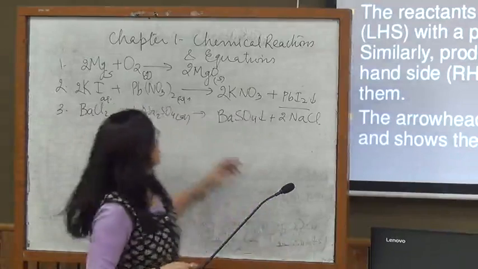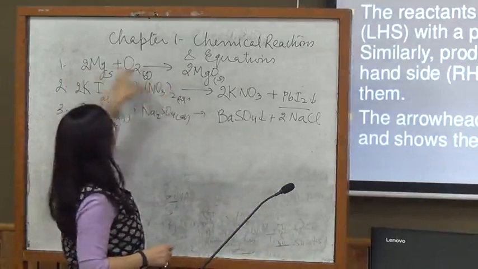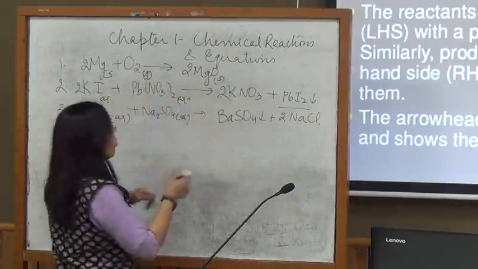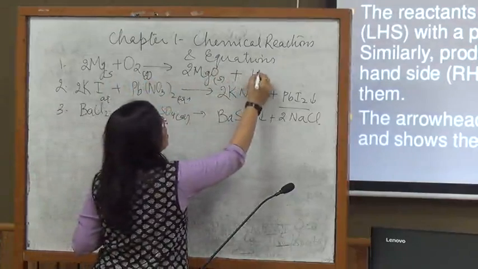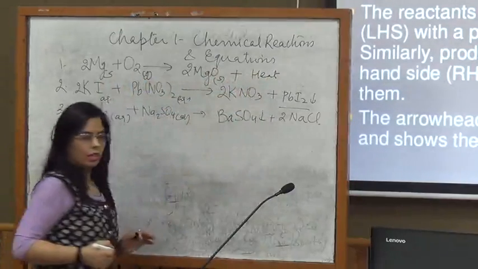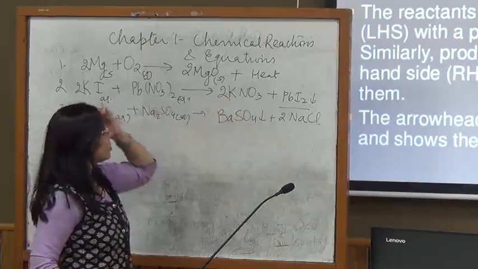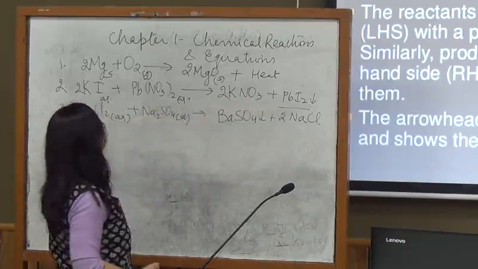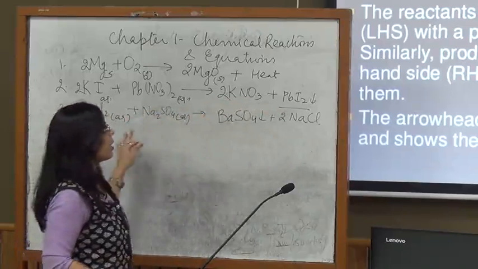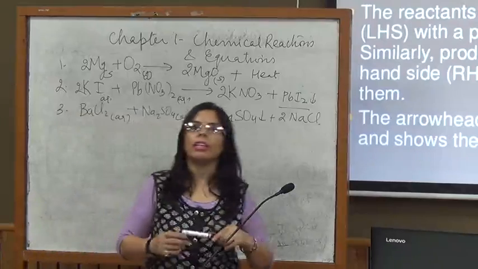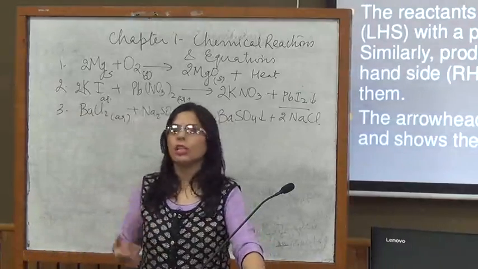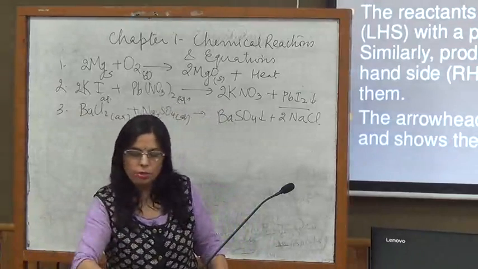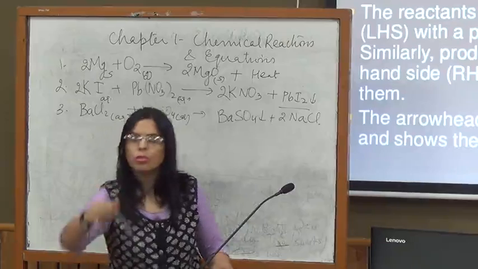That there was a white dazzling flame here, so along with formation of magnesium oxide there was evolution of heat. A lot of heat was evolved. In this reaction there is a yellow precipitate formation and there was a color change also. In this reaction again a white precipitate and there was a color change. So in chemical reactions you get to see certain changes which guide you that some change happened. Let us look at the copper sulfate solution now.